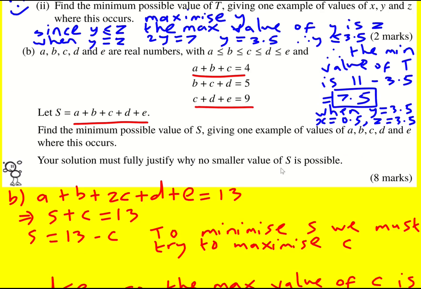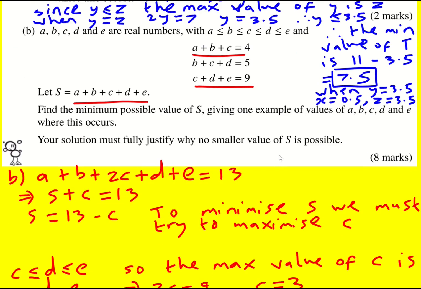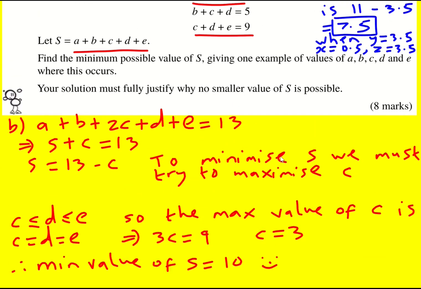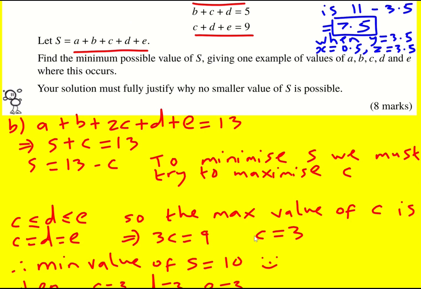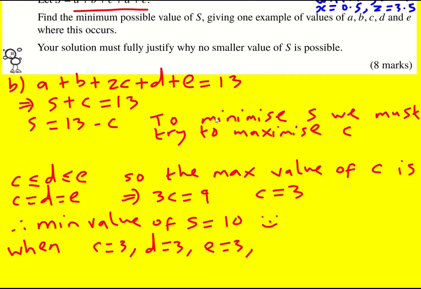When I did this, I thought, there's no way this is worth 8 marks, is it? We're just using the same method from before. And if you put it back in, we'll see that it doesn't work. So when C equals 3, D equals 3, E equals 3, there's no problem with that. And when we put it back in, because C and D are going to be 3, that's going to get 6, and B is going to have to be -1. Okay, no problem with that.